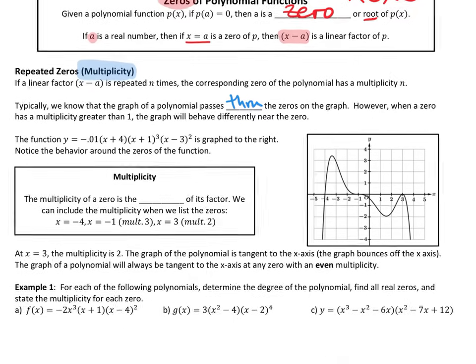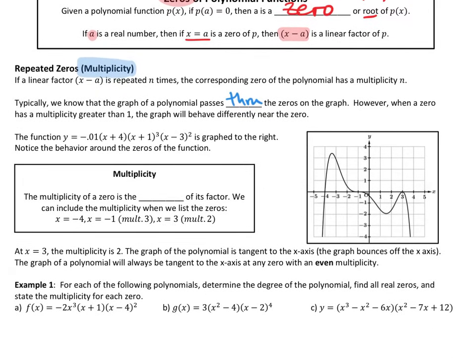So in this example here, we have the function y equal to negative 0.1, parentheses, x plus 4, close, times x plus 1 to the third, times x minus 3 squared, and it's graphed here. Things we know automatically from those linear factors, the parentheses, is that you're going to have a zero at negative 4, a zero at negative 1, and a zero at 3. Do we understand why? If you take each of those individual parentheses, set them equal to 0, and solve, you just do the opposite sign to solve a one-step equation. Those would be your zeros.